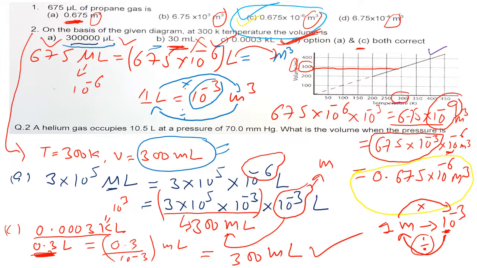Now if I calculate this number, this will be 0.675 into 10 to the power minus 6, and this will come in meter cube. So here this is the correct number we are getting. So this is the correct option. This option is the correct one here.